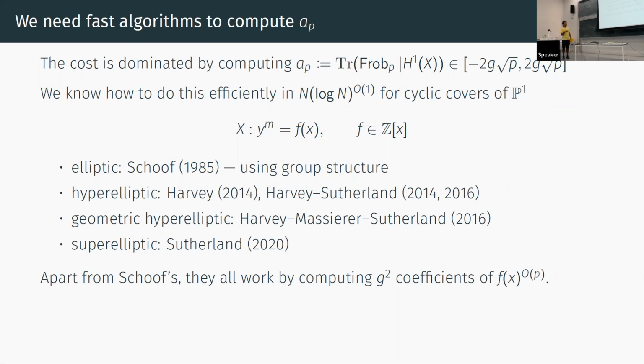For hyperelliptic curves, we have the original paper of David Harvey saying how to do this. Then you have improvements by Harvey and Sutherland. Then you also have other improvements for geometric hyperelliptic curves. And finally, for superelliptic curves, basically when you take m bigger than 2, you have Sutherland doing that too. And all these work exactly the same way. They try to compute some exact coefficients of f to the power of order p. It's very similar to what Elsen was just doing. Elsen showed you that you need to compute one coefficient. For these curves, you need to compute g-squared coefficients.